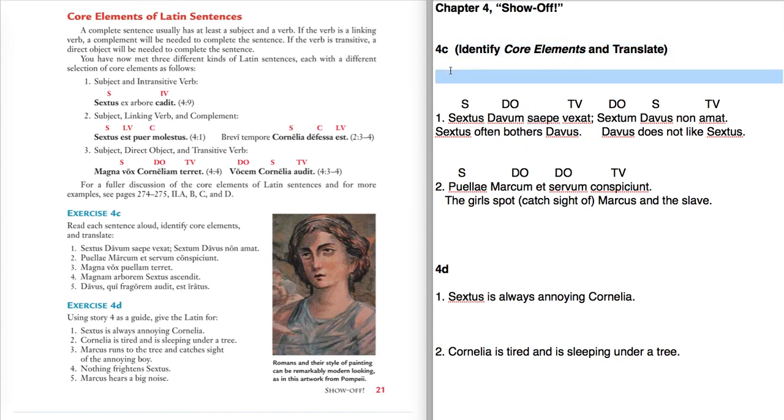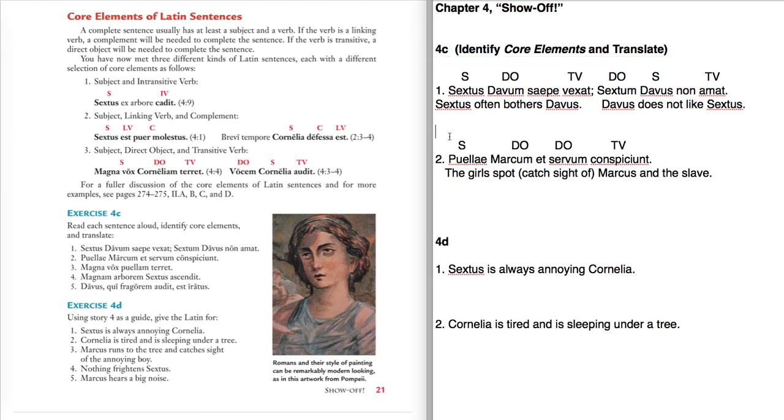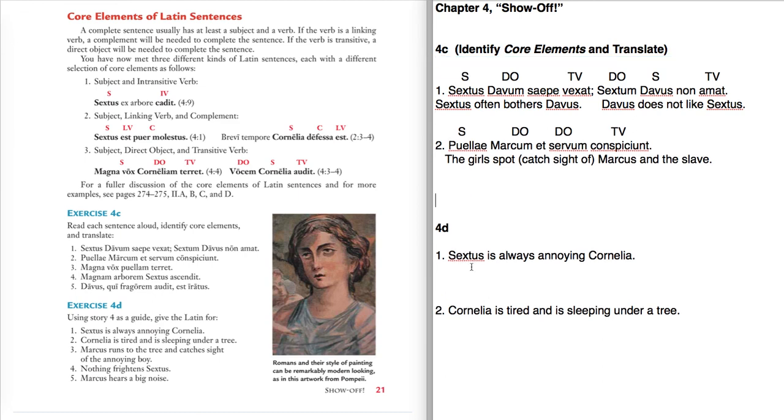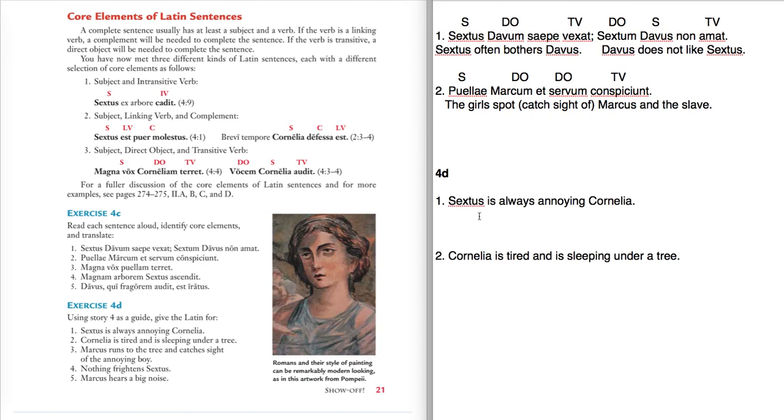Okay, I'm going to make a little room here, and we're going to move on to 4D. 4D is write in Latin. So we need to say Sextus is always annoying Cornelia. Now, is annoying is one verb. That is vexat. So don't let the fact that this adverb breaks up this sort of helping verb, main verb arrangement here throw you off into thinking that this needs an est. It does not. Think of it as Sextus always is annoying Cornelia.